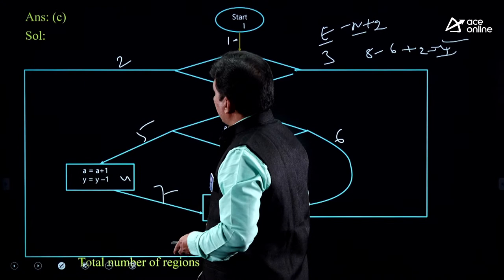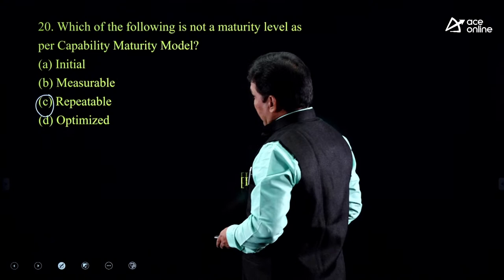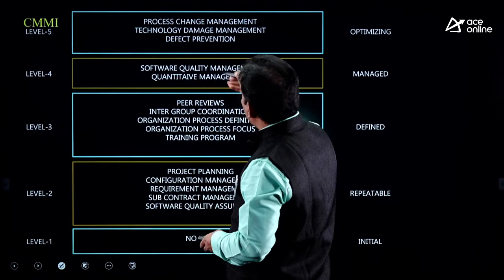Which of the following is not a maturity level as per the capability maturity model? Repeatable is not a level in the capability maturity model. This was asked in the year ISRO 2014. The remaining are all maturity levels: optimizing, managed, defined, repeatable, initial.